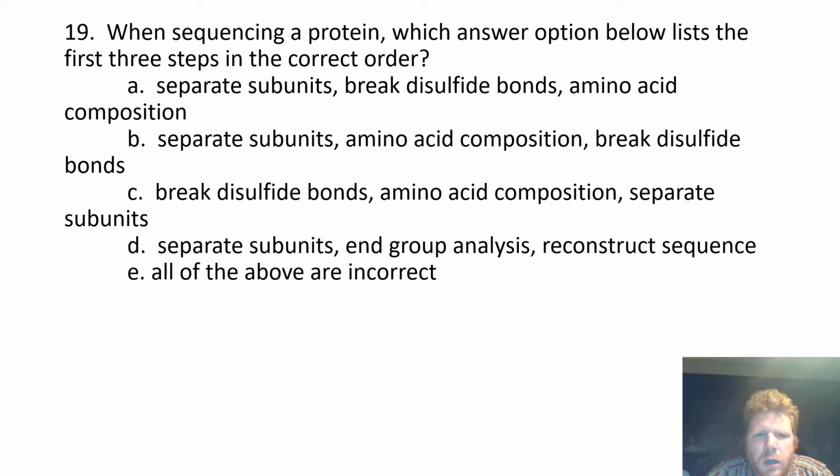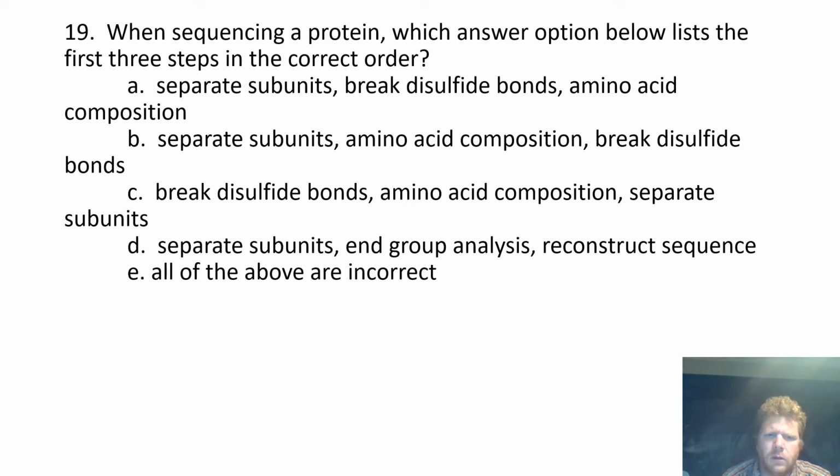Okay, answer option A, separate the subunits, break disulfide bonds, amino acid composition. B, separate subunits, amino acid composition, break disulfide bonds. C, break disulfide bonds, amino acid composition, separate subunits. D, separate subunits, N-group analysis, reconstruct the sequence. E, all of the above are incorrect.